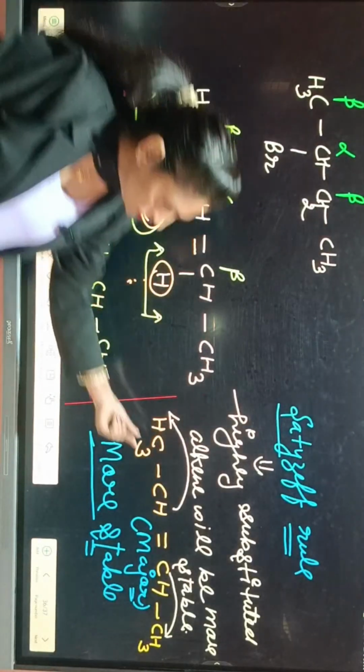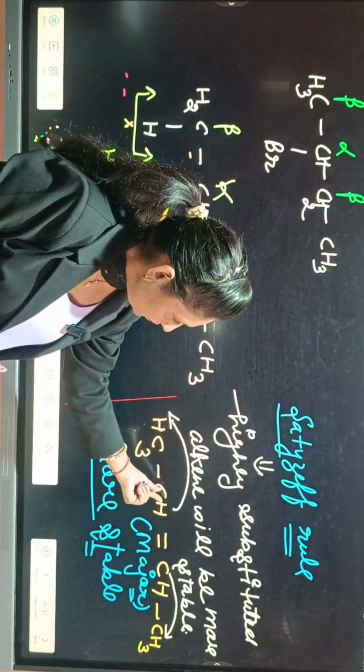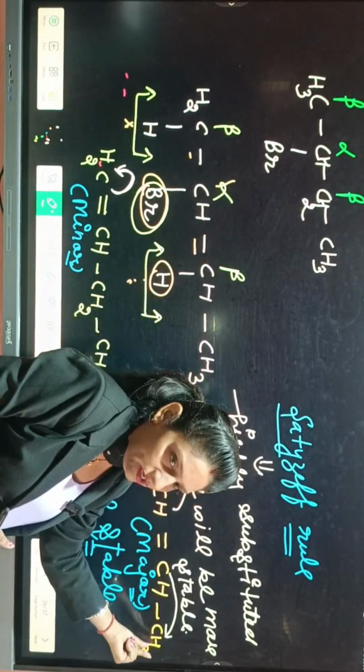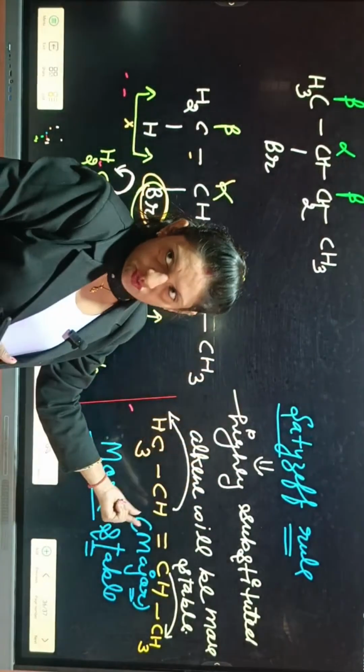So here both carbons are here. 1 hydrogen substituted by methyl. Here also 1 substituted by methyl. So which one is the more substituted alkene here?